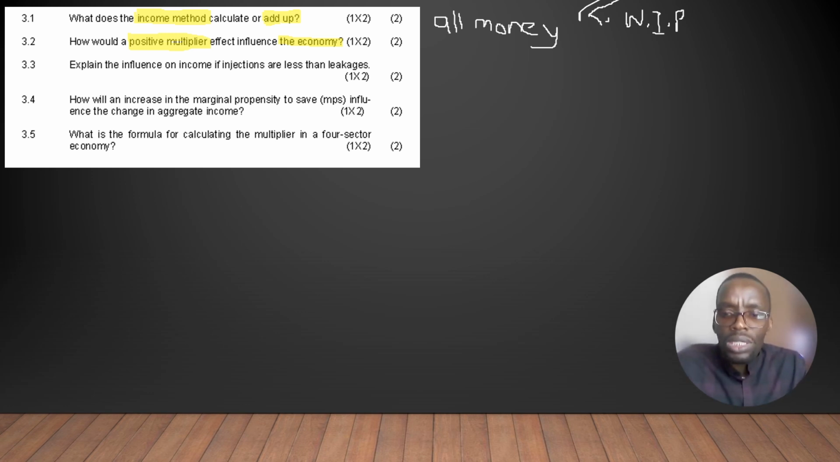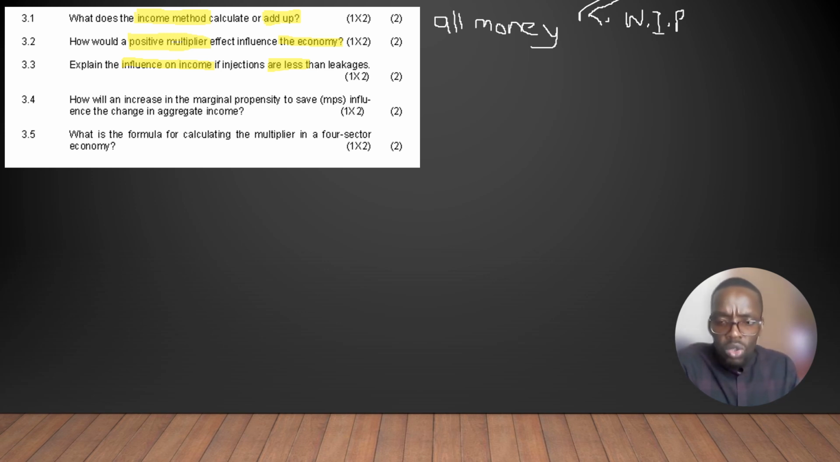And then the next question we have is: explain the influence on income if injections are less than leakages.